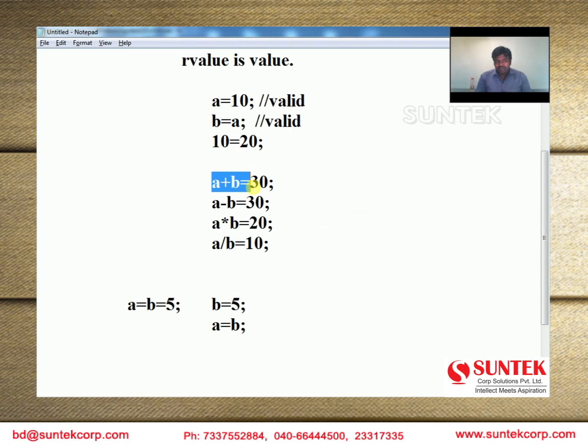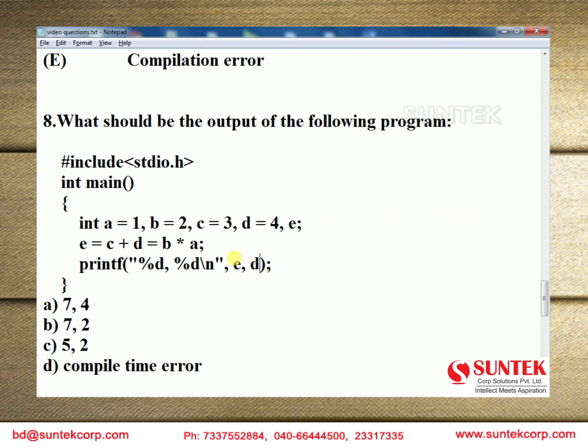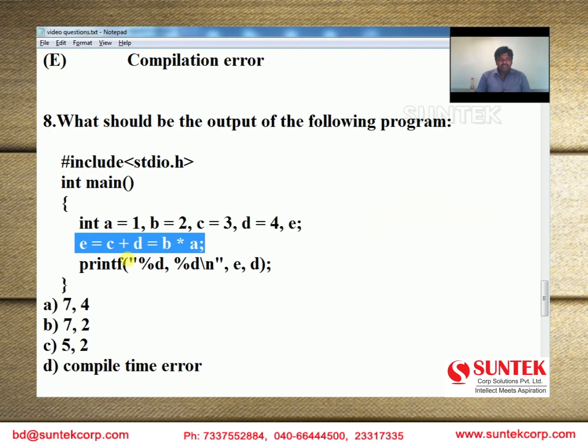Okay. Left side variable should be there, right side value should be there. Okay, come to the question. Is it valid or not? E equals to C plus D equals to B into A. First, which one will be executed? B into A value is assigned to C plus D. First what will happen? B into A value assigned to C plus D equals to B into A.